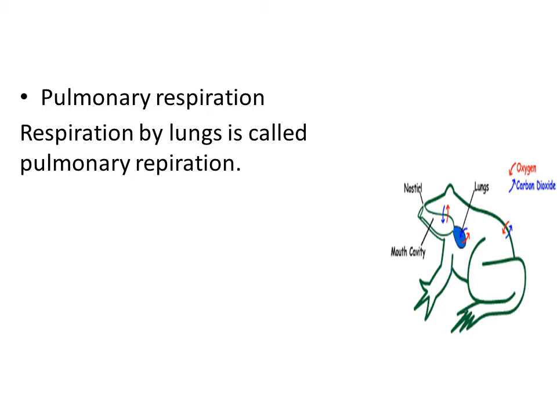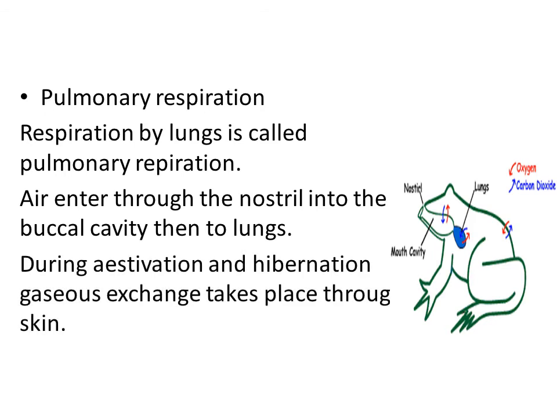Right? So during estivation and hibernation, they utilize skin for respiration, because in such a condition the frog makes burrows in soil and lives inside, so that it can't utilize lungs for respiration. Clear? So instead of using lungs, it utilizes skin for respiration during estivation and hibernation. So during estivation and hibernation, gaseous exchange takes place through skin.